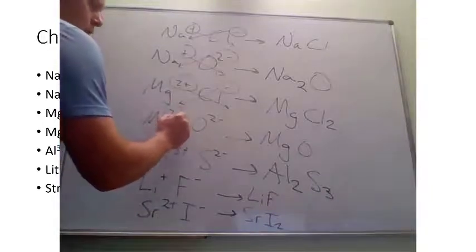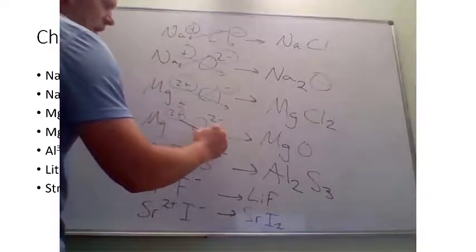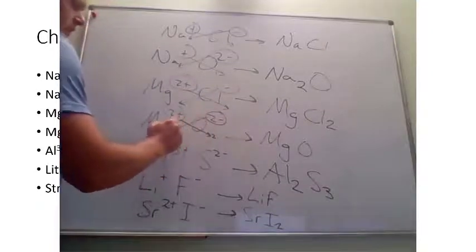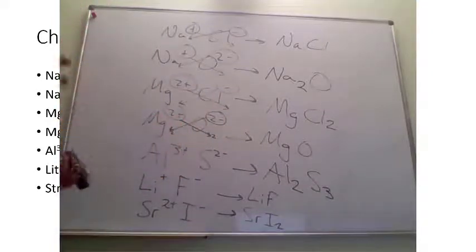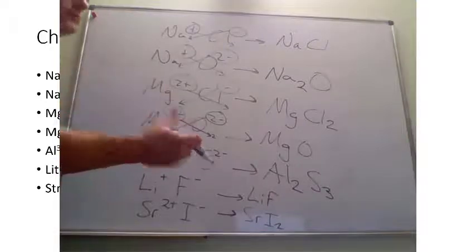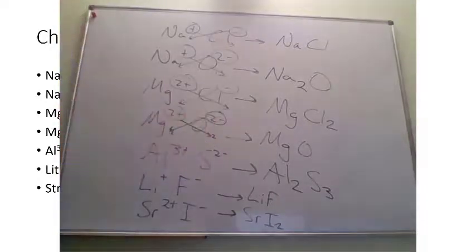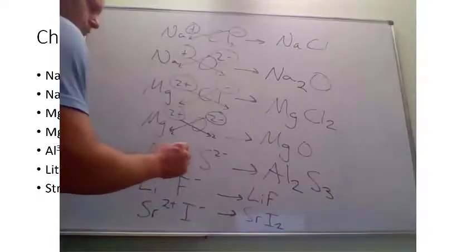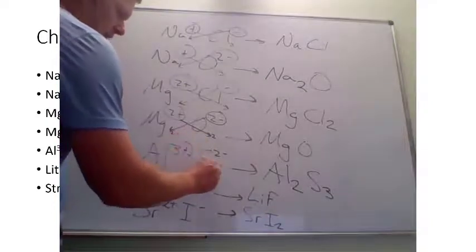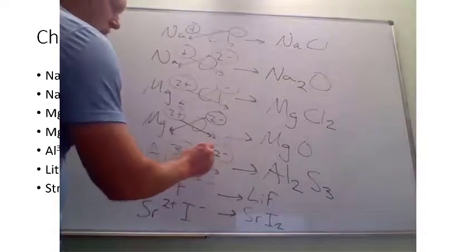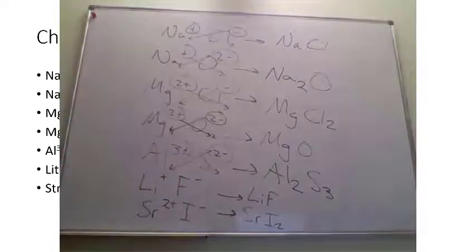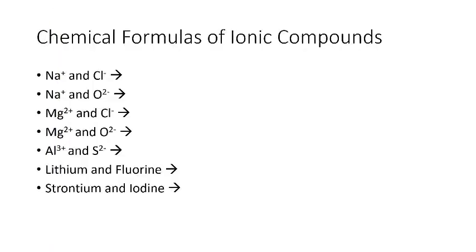Magnesium oxide, we have indicates we need two oxygens and two magnesiums. And if you have 2 and 2, you can reduce that down to 1 and 1. So if the same number applies here, you reduce it to its lowest common factor. Okay, aluminum 3+ tells us we need three sulfides. The 2- tells us we need two aluminum.